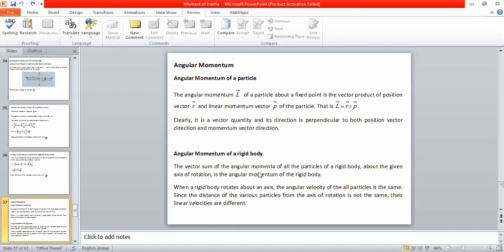So the vector sum of angular momentum of all the particles of a rigid body about the given axis of rotation is simply equal to the angular momentum of the rigid body. How do you calculate angular momentum of the entire rigid body? It is simply equal to the vector sum, because individual angular momenta are vectors, so we have to add those angular momenta vectors. That is why we call it the vector sum of the angular momenta of all the particles. Momentum singular, momenta plural. So the vector sum of all the angular momenta of all the particles of the rigid body is what we call the angular momentum of the rigid body.